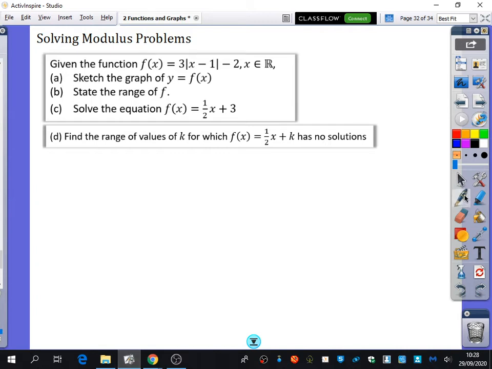So here we have, it says, given the function f of x equals 3 brackets modulus of x minus 1, minus 2, with x a real number. First of all, it wants us to sketch the graph, then to state the range, then to solve an equation, and then to do something with a range of values that we've got here. So there's a few different ways that we could think about this.